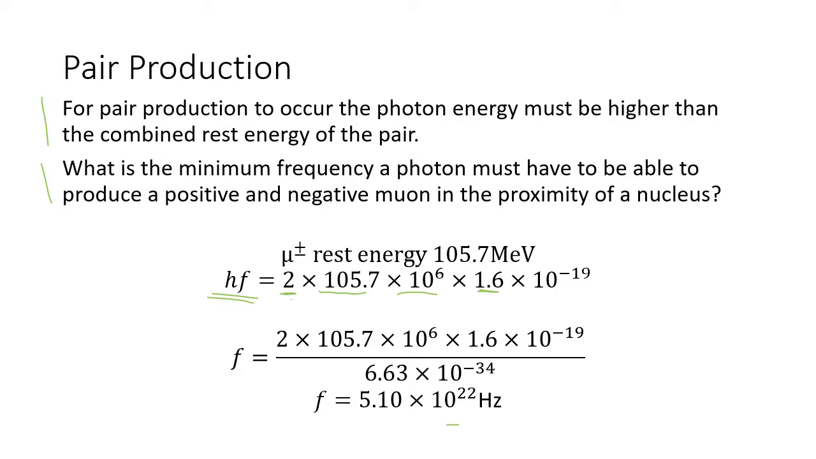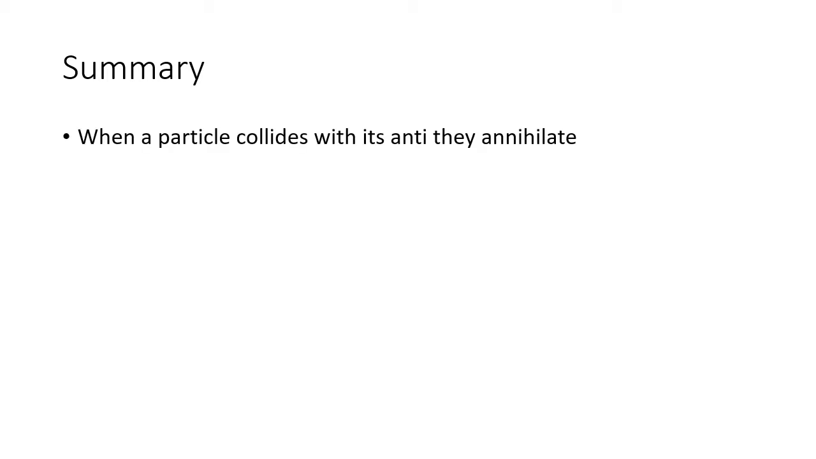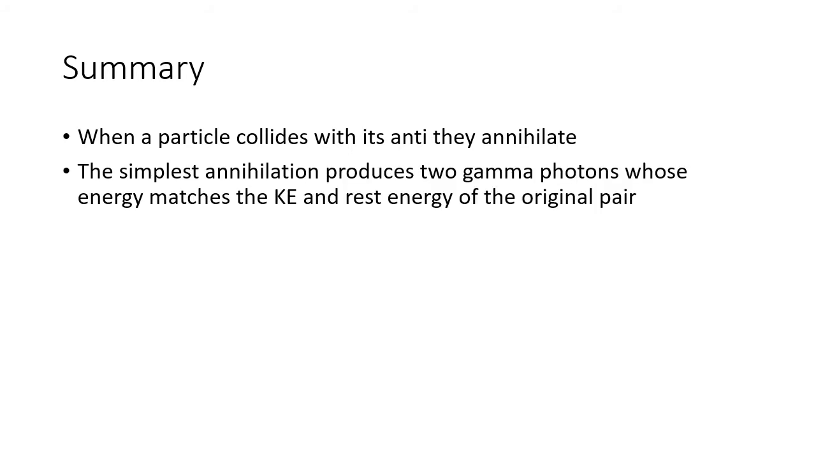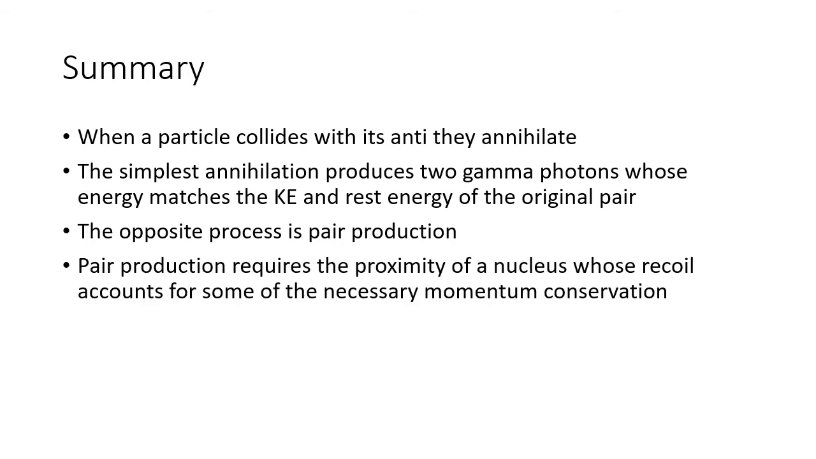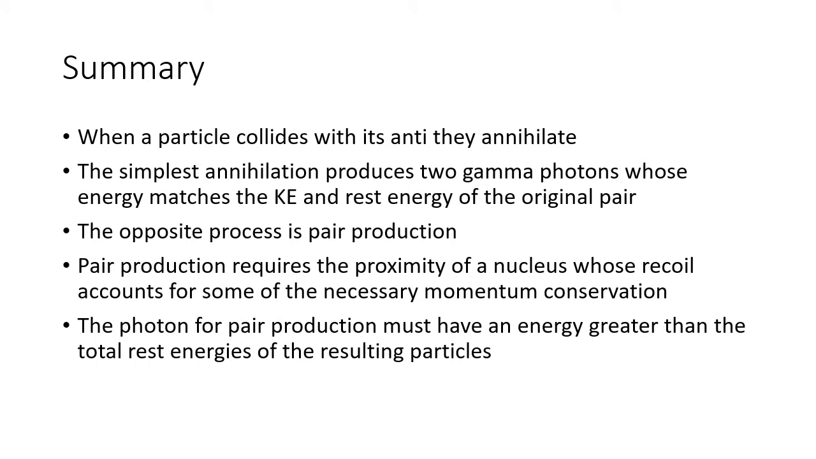Okay, so that one's pair production. Nothing really to pair production or to annihilation. So just quickly in summary, when a particle collides with its antiparticle, they annihilate. The simplest annihilation produces 2 gamma photons. The opposite process is pair production. That's 1 gamma producing a pair. You have to have a nucleus nearby. And the photon must have an energy greater than the total rest energies of the 2 resulting particles.